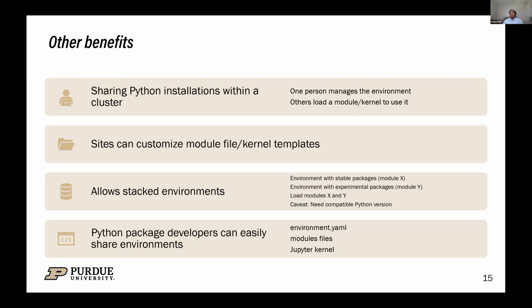You can have another environment with a bunch of experimental packages that change often, and you need to recreate that environment. You call it module Y, and for your full workflow, you can now load module X and Y. Basically, you are activating two separate environments at the same time. And that way, you don't have to worry about reinstalling everything from scratch if something goes wrong.